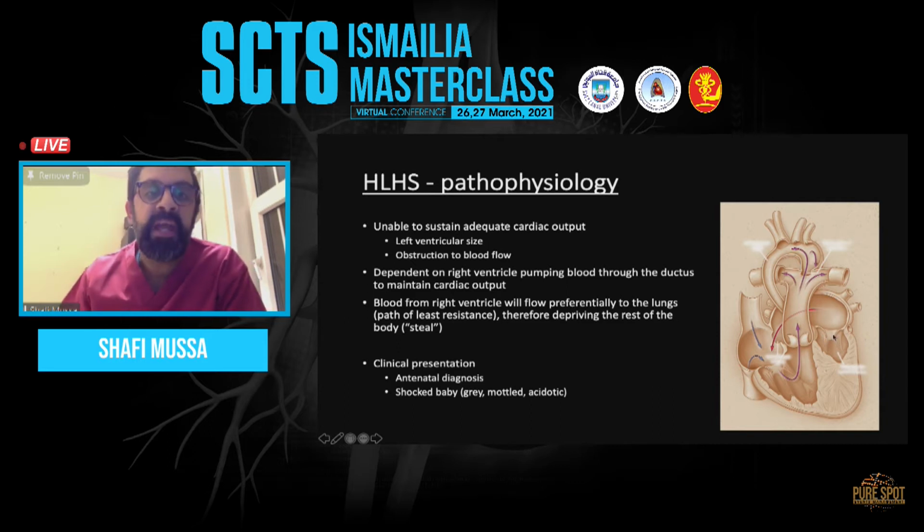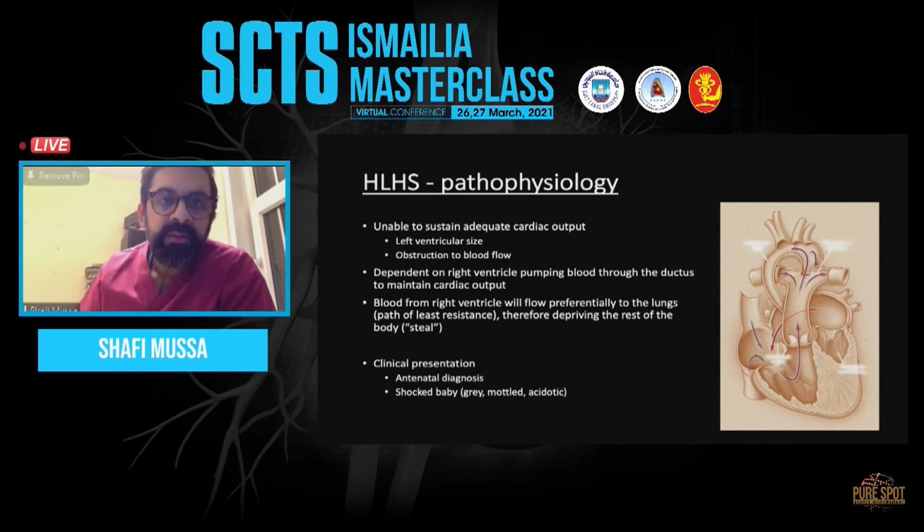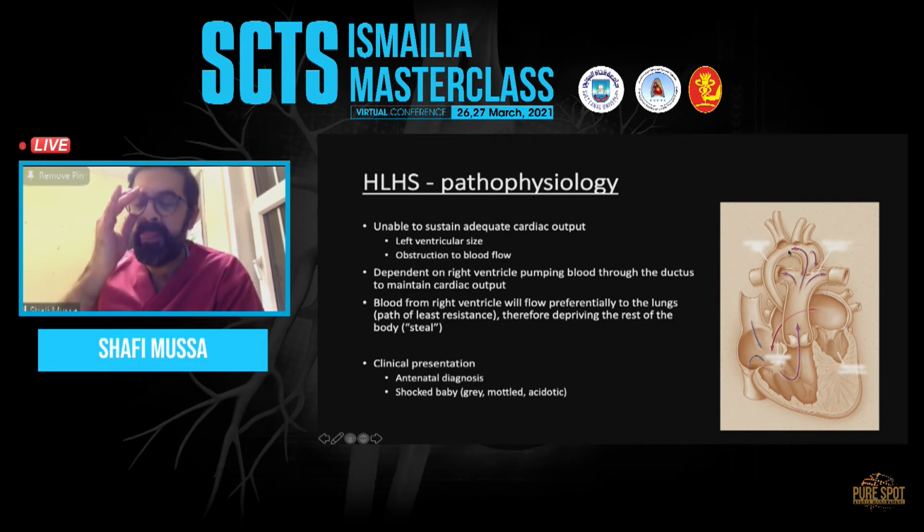So the circulation is dependent on the right ventricle pumping blood through the ductus arteriosus and into the aorta, where it will supply the coronaries retrograde, the head and neck vessels, and the splanchnic and femoral beds. So the issue is that because of the lower pulmonary vascular resistance in the lungs, the blood from the right ventricle flows preferentially into the lungs and therefore will potentially deprive the systemic circulation.